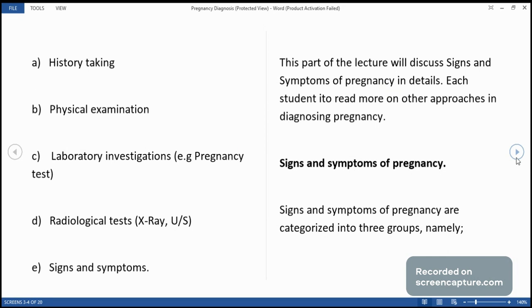Physical examination: as a medic, as a physician, as a doctor, as a nurse, you have to confirm by head to toes. You have to see how the mother is presenting in terms of physical appearance. The abdomen, is it distended or not? Some pregnant women come with very dried lips, especially in local villages.